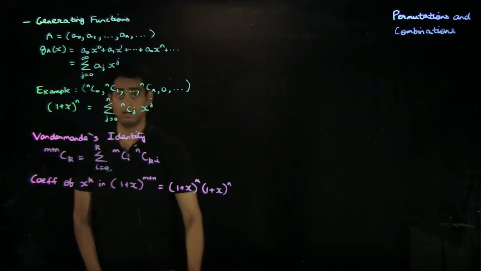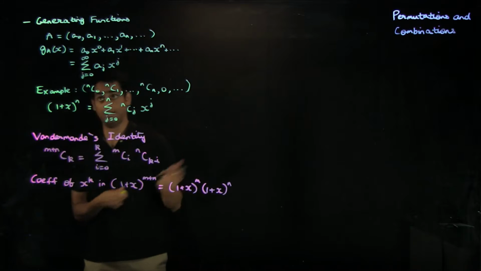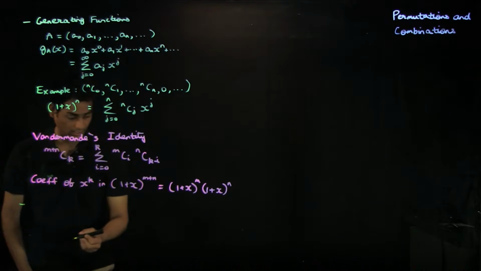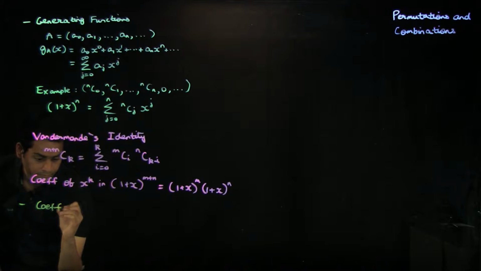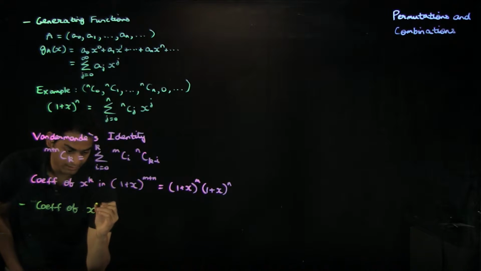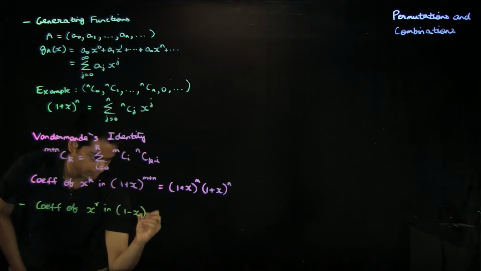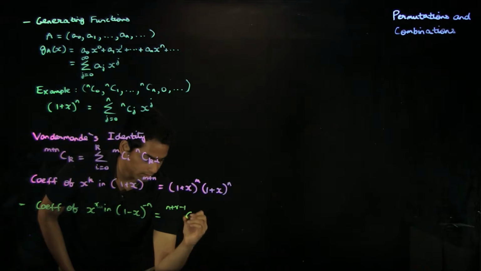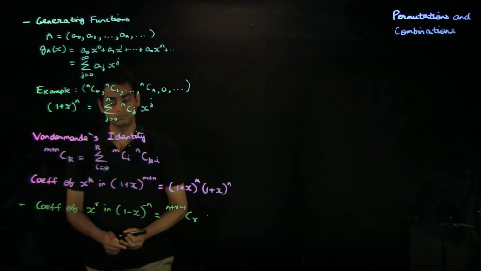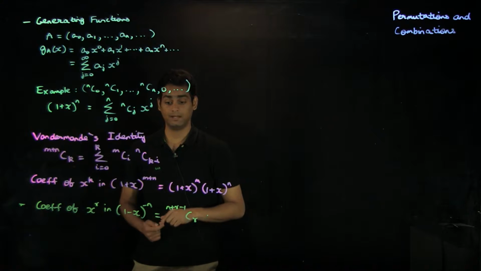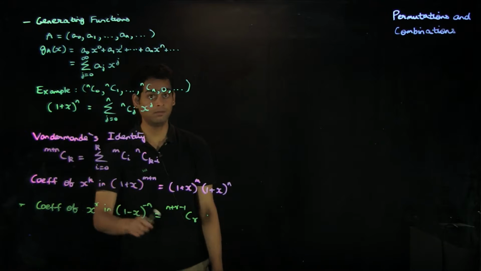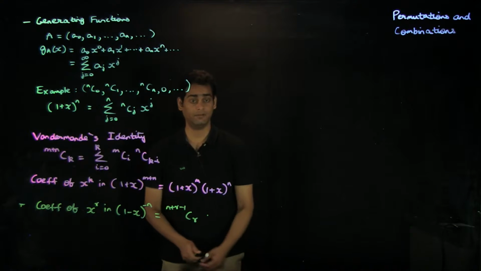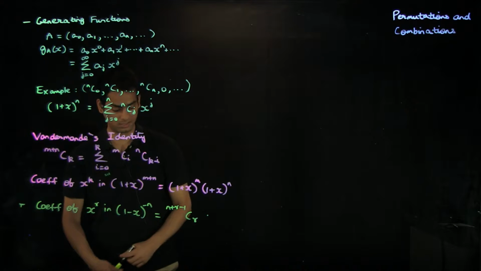Before we proceed to our subsequent results, we need to know the following result, which relies on the binomial theorem for negative exponents. It says that the coefficient of x power r in 1 minus x to the whole power minus n is given by n plus r minus 1 C r. This result can be obtained by considering the binomial expansion of this term, and note that n is a natural number here, so you need to consider the binomial expansion for negative indices to derive this result.